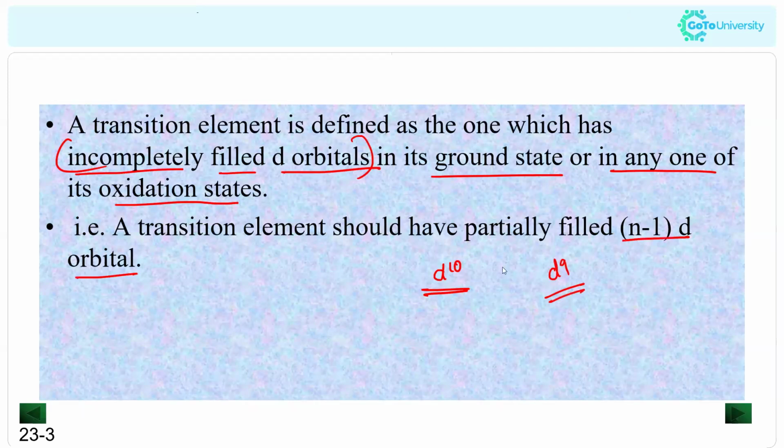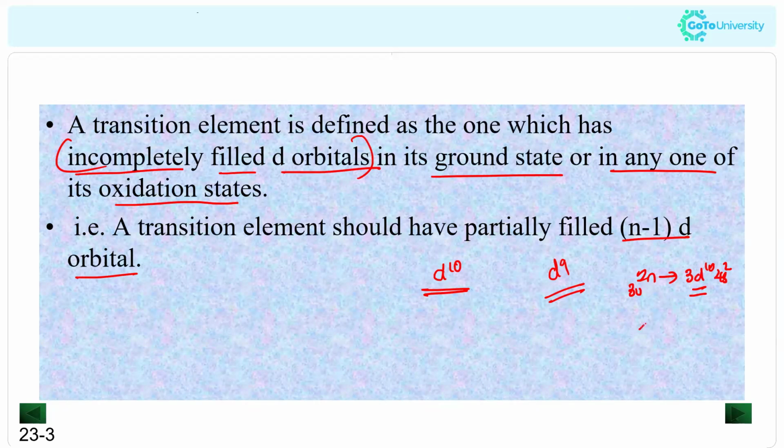Usually, some elements, for example zinc, I can give as an example. Zinc has an atomic number of 30 and the electronic configuration is 3d10 4s2. So it has a 3d10 configuration, so the d subshell is completely filled. According to this definition, we cannot consider zinc a transition element, because we need a partly filled or incompletely filled d orbital. Here the 3d subshell is completely filled. It means zinc cannot be considered a transition element.